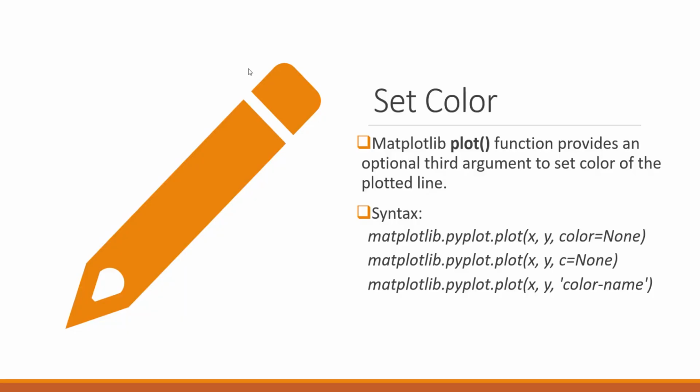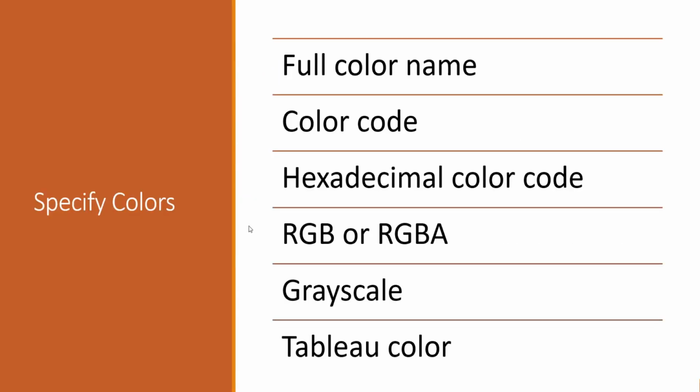And there are three ways to change the color of the line. The first one is by passing the keyword argument as color, the second is by passing C, and the third one is by passing the color name as a string argument. You can use any of them as per your choice. And colors can be specified in a variety of ways in Matplotlib. The following are the most used. The first one is the full color name. For example, you write red as RED, black as BLACK.